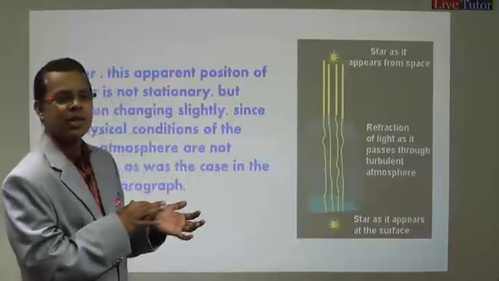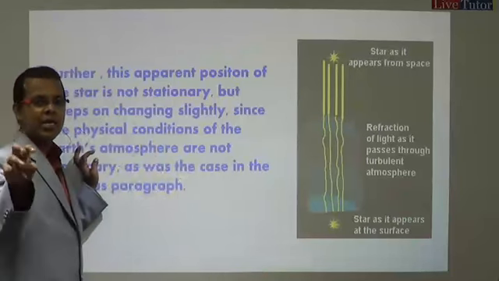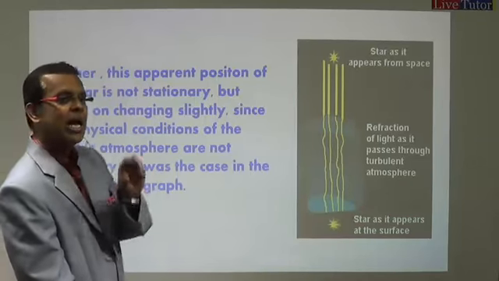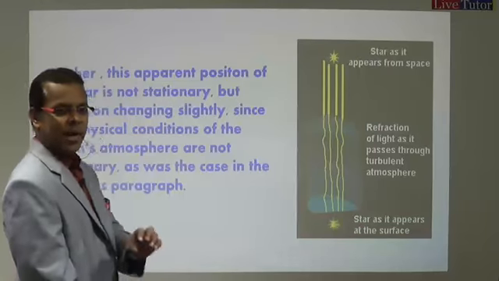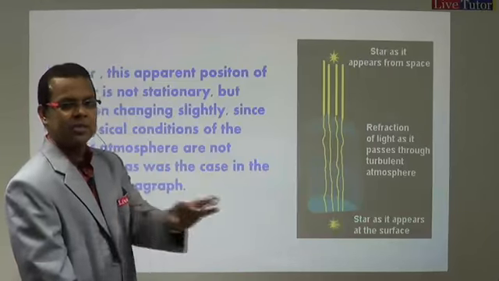So due to that, what happens? The position of the star is not seen actually as it is, but it is slightly different from its position. What we call the apparent position. Apparent is nothing but it is not actual. It seems to be at that point, but it is not so.